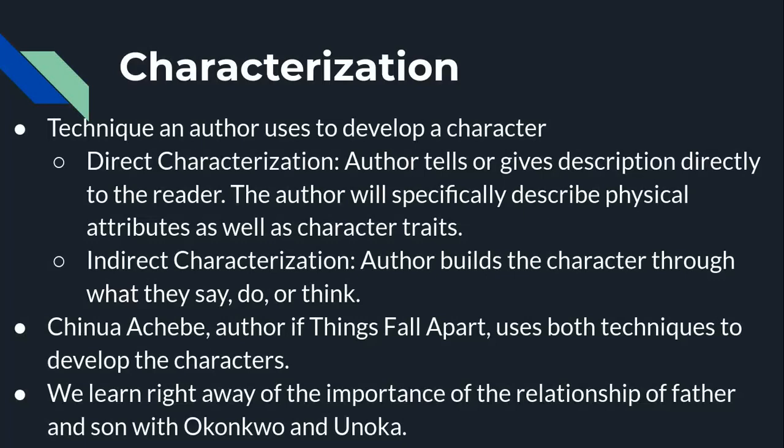Indirect, the author builds that character through what they say, what they do, what they think, and the actions of Okonkwo when he beats his wife. That is definitely indirect because we know that he's super violent. And again, it's the actions that help to develop that characterization. In our novel that we have started to read, Achebe uses both of those techniques and does it well to develop the characters. So he doesn't want to just tell you about them. He wants to show you what it is that they are like.